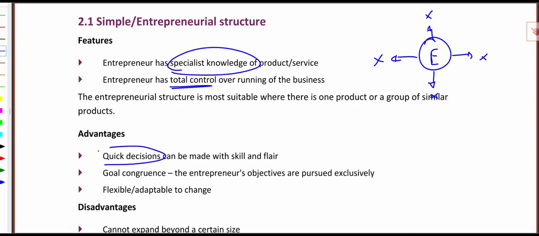Advantages, well, there's not multiple layers of decision making going on. So one person makes all the decisions, so they can be made very quickly. Goal congruence. Well, if the entrepreneur is the person running the business, they're the person that owns the business, well then there's no separation between goals there. It's not as if they're expecting somebody else to run the company on their behalf. Finally then, flexible and adaptable to change. There's not lots of levels of management and structure to change if there's some sort of change in demand or some sort of change in the market.